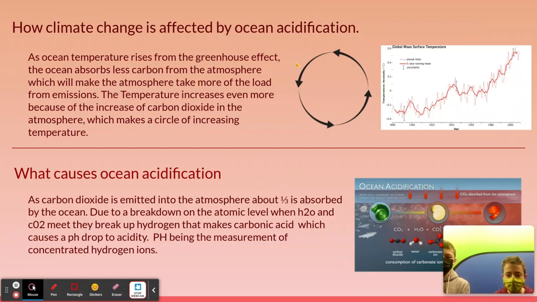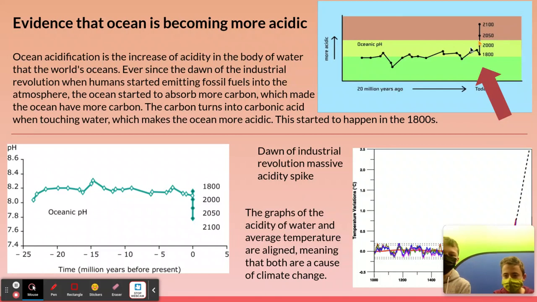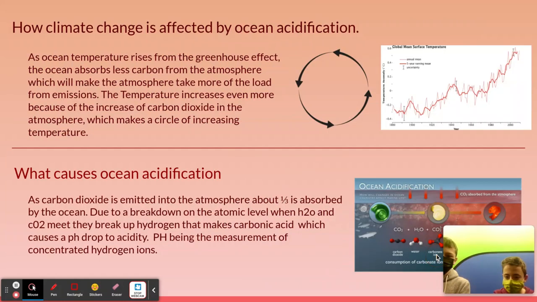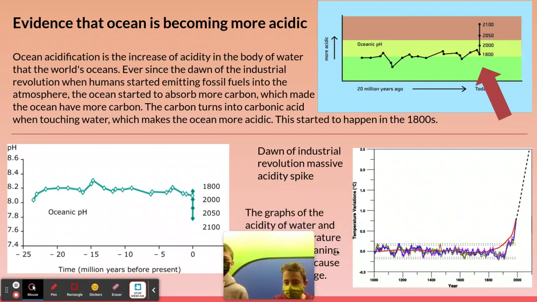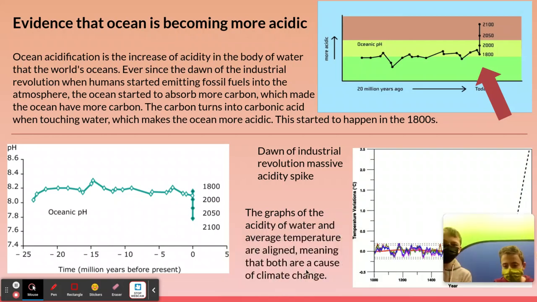So this is just the ocean acidity, how it went up from the 1800s to the 2000s. It's a pretty drastic spike, as you can see. And in here you can see an increase, and this is the global temperature, so it proves that the ocean acidity is caused by global climate change.